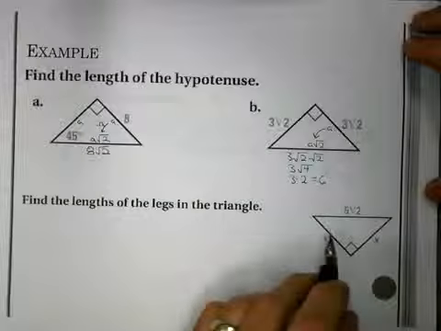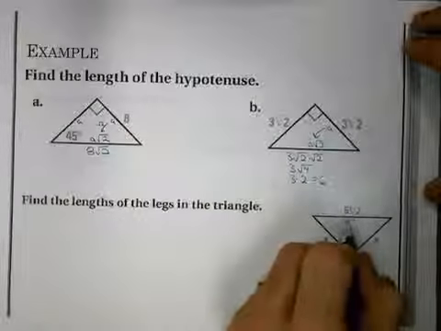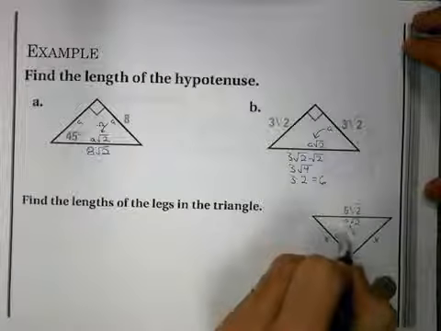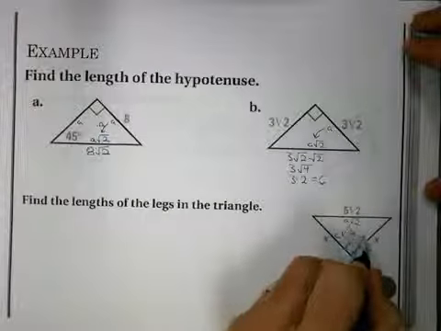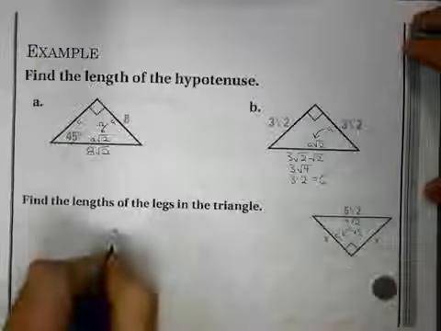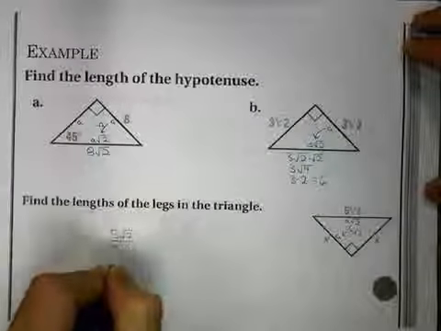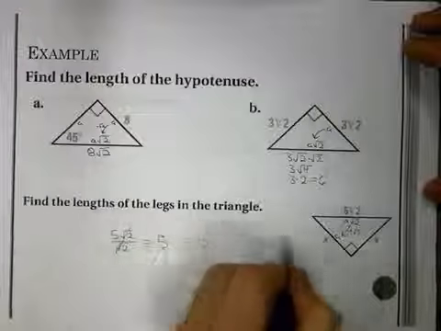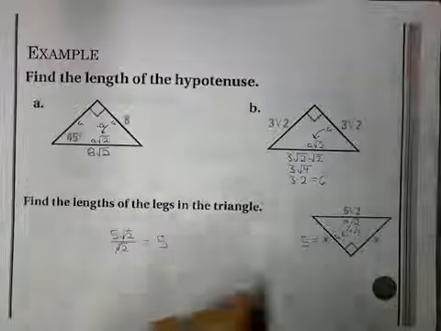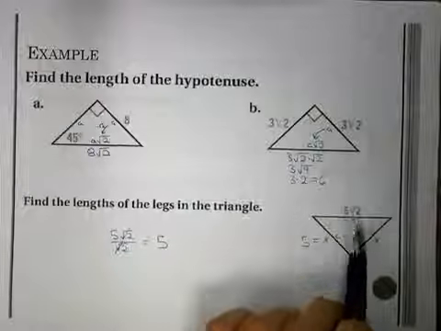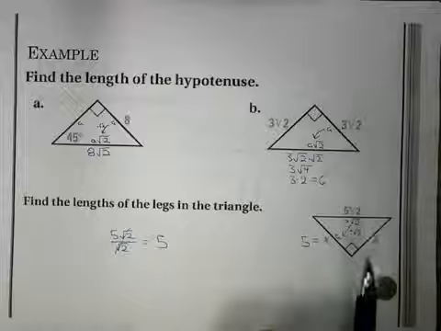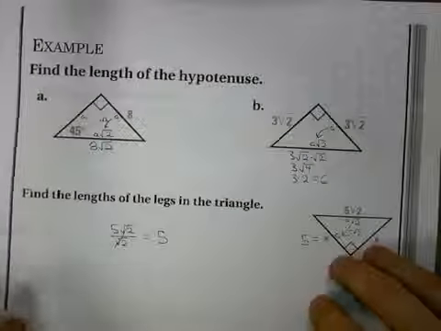Okay, next one. I have 5 root 2. That's my hypotenuse, and I want to go to the leg. So I'm going to divide by root 2. So I'm going to take 5 root 2 divided by root 2. Those simplify, and it becomes just 5. And maybe you saw that. Really, that's the difference between those, when there's a root 2 there. We multiply from the leg to the hypotenuse. We divide from the hypotenuse to the leg.